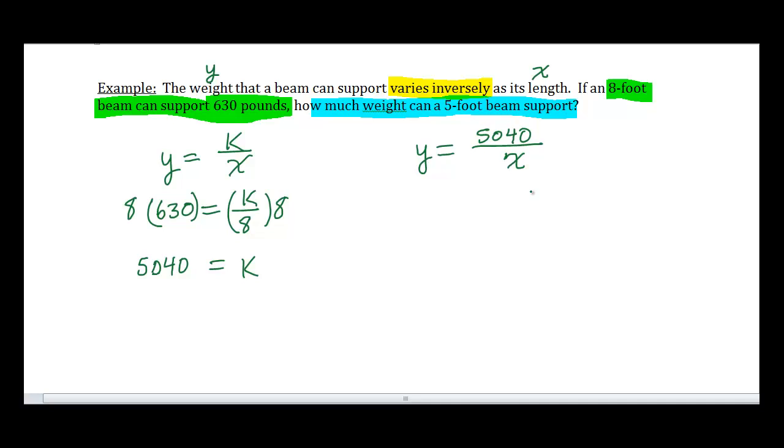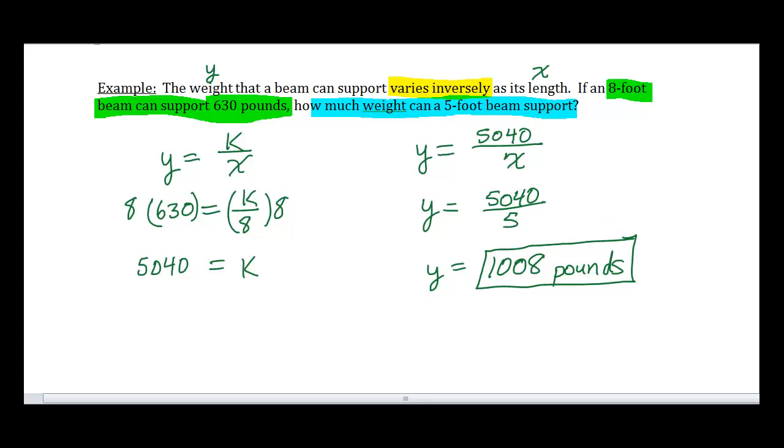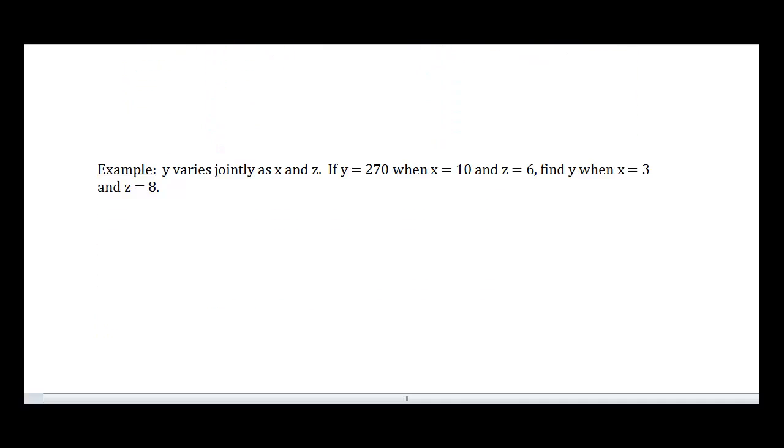Now what I'm going to do is answer the problem. It says how much weight can a 5-foot beam support? Well, remember 5 feet is length. Length is given by the variable X. So I have Y equals 5,040 over 5, which is the same thing as 1,008. Y is weight and it's given in pounds. So 1,008 pounds. One last example for this video. This is getting pretty long.